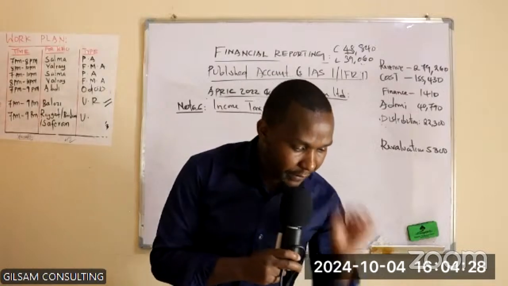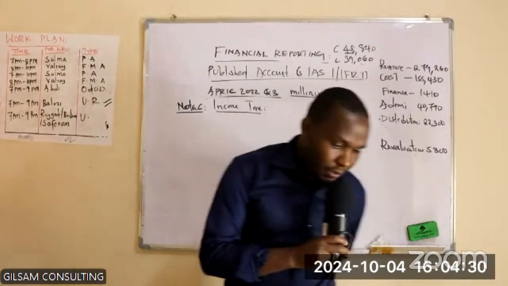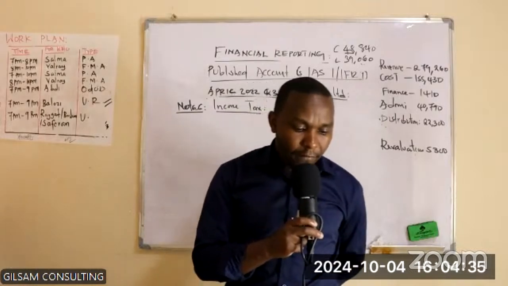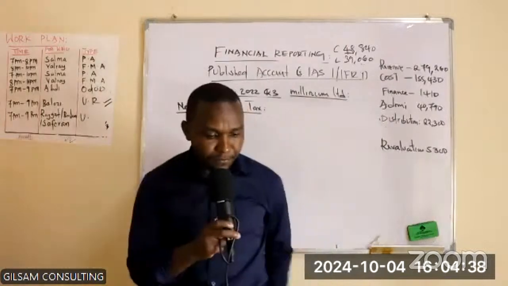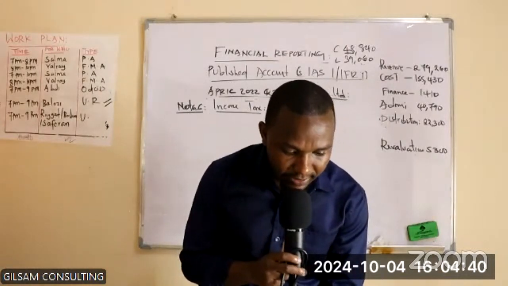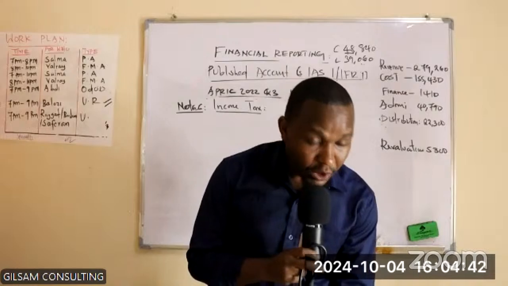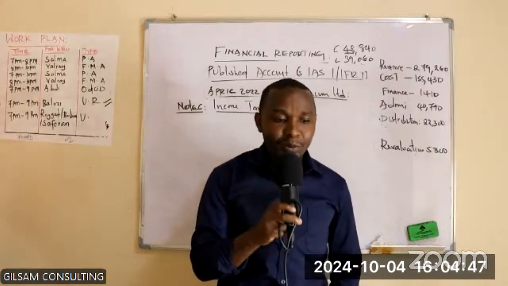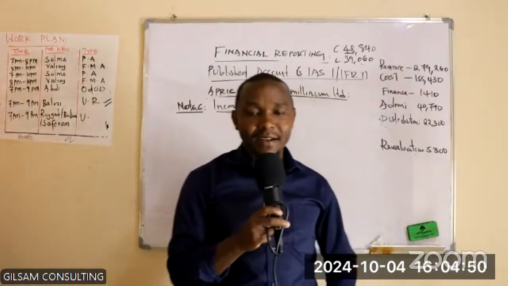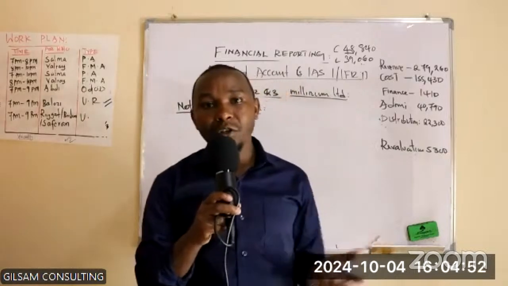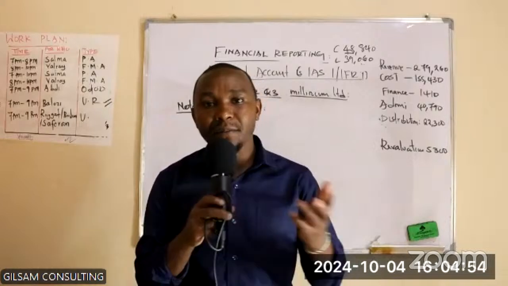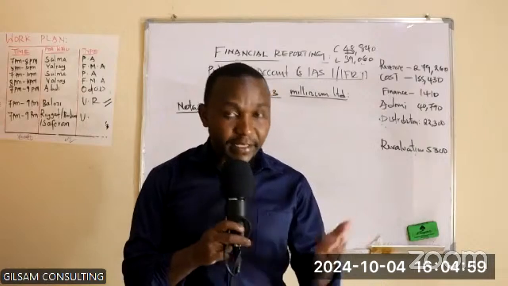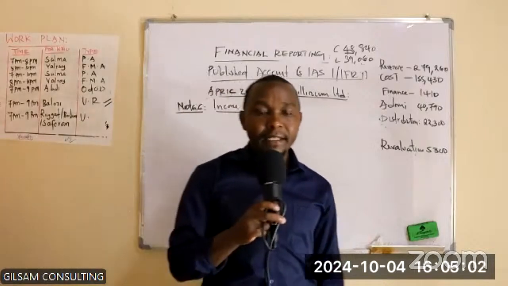So look at note number 7. A taxable timing difference for the year amounted to 45 million, while the deductible timing difference was 24 million. So this is a good examiner. Why am I saying this is a good examiner? He didn't want you to spend a lot of time calculating the taxable timing difference and deductible timing difference.